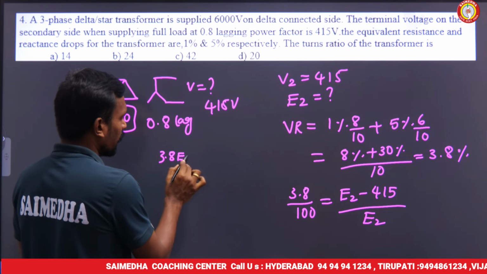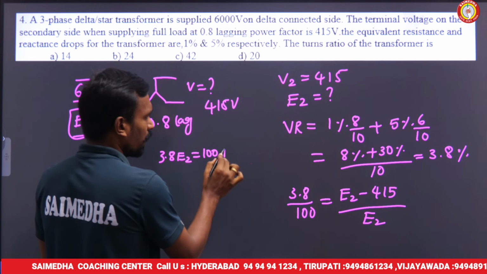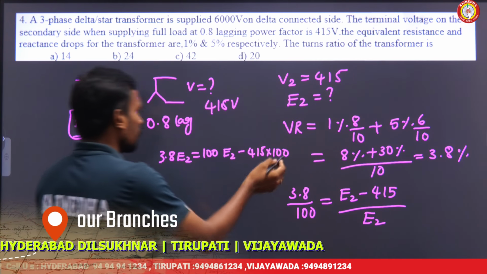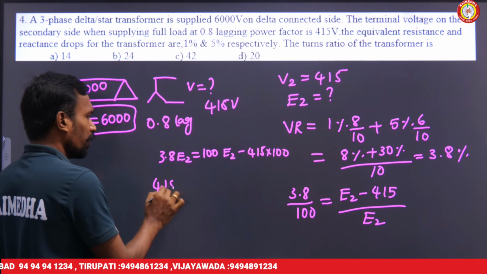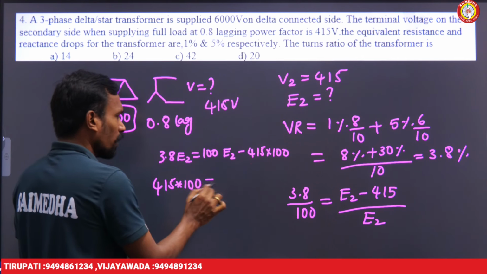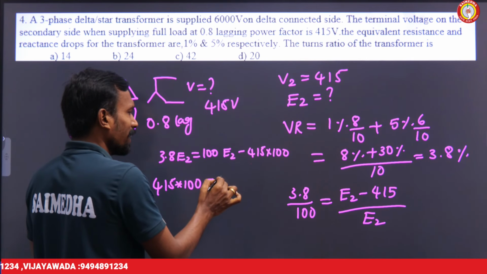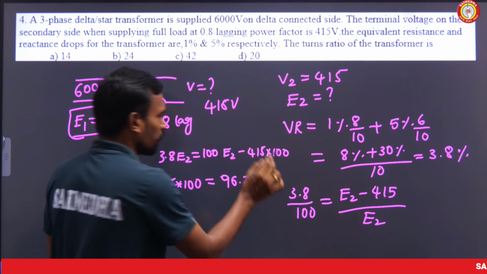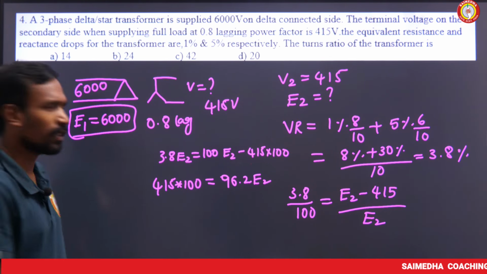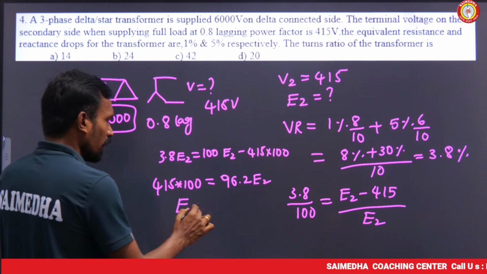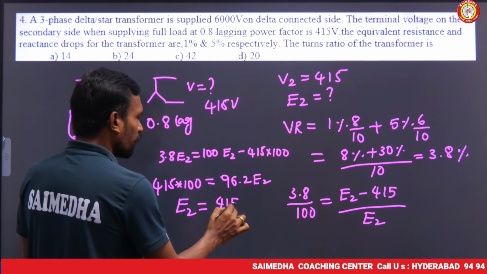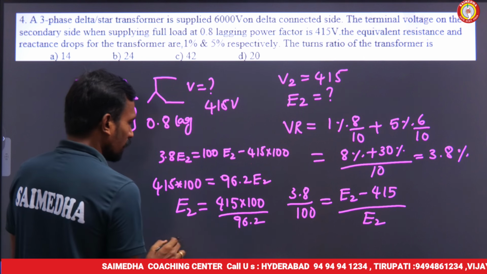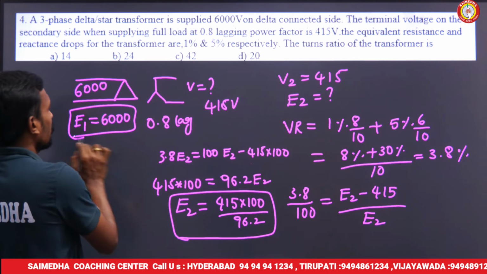3.8 into E2 is equal to 100 into E2 minus 415 into 100. Bring this 415 into 100 here. 415 into 100 is equal to 100 minus 3.8, which is 96.2 times E2. So simply, E2 is equal to 415 into 100 by 96.2. This is our E2 and this is our E1.